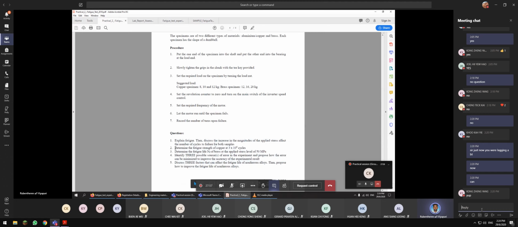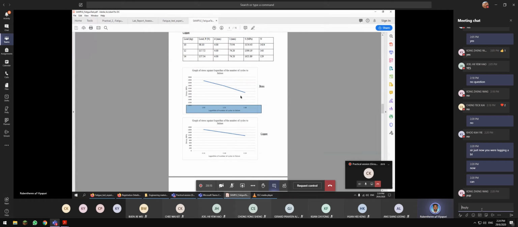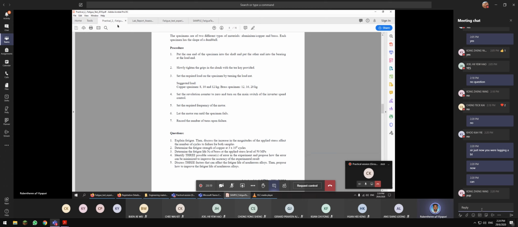Then you can determine the fatigue strength of copper, and also the fatigue life of brass at the applied stress level of 50 megapascals. All right, so you need to extrapolate your graph. Find the relationship between the two graphs. Find the equation for this graph. Extrapolate your graph based on the questions posed here.